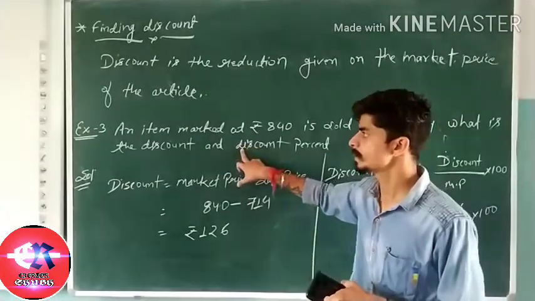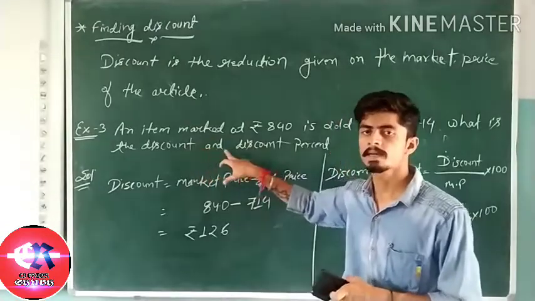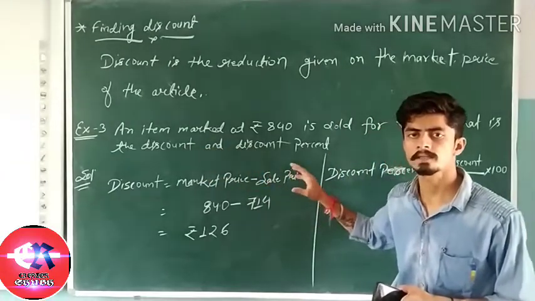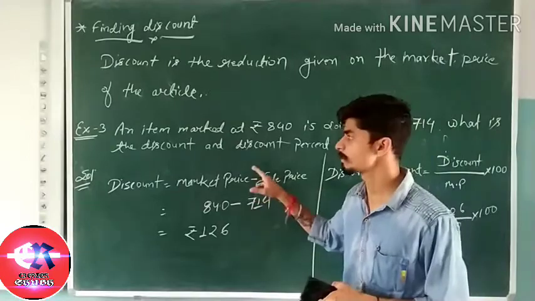There is an example number 3, where we have to find the amount of discount and the percentage of discount.